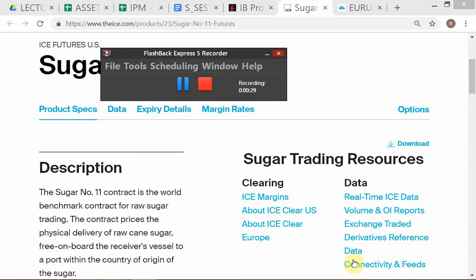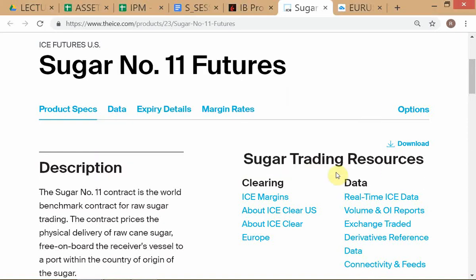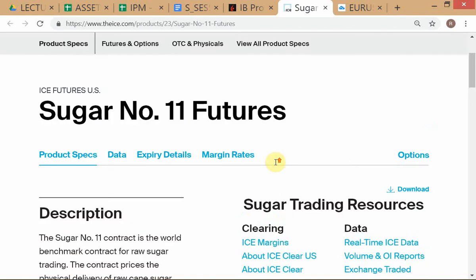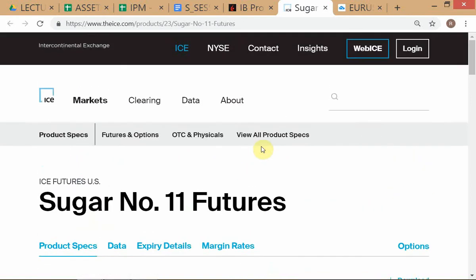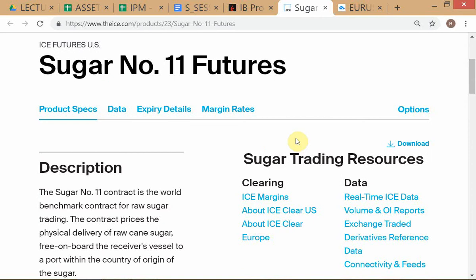Okay, so the information I gave you was actually wrong, because it's not a part of the CME group. It's a part of the ICE. There's this other exchange called ICE, Intercontinental Exchange, which is now just called ICE. They have a lot of contracts. This is where the sugar futures are. You have to be aware of all the major exchanges in the world.